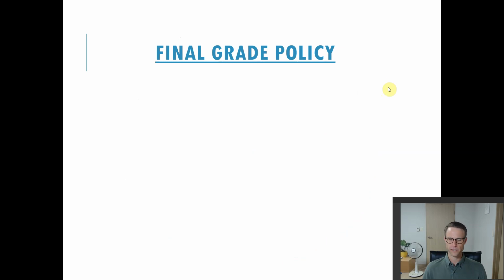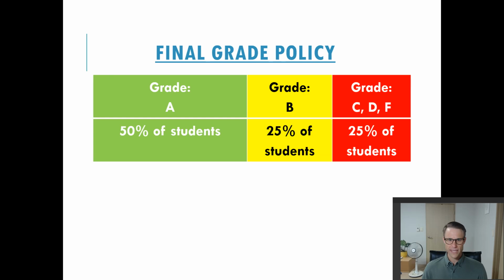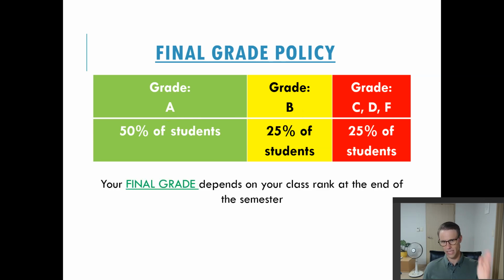The final grade policy, this is important to know before the semester begins. Your grading will be on a curved grade, which means that only a percentage of students can receive a particular grade. So for example, for grade A, 50% is the maximum amount of students who can receive an A grade. 25% B, and then the rest will be C, D, or F. Your final grade is based on your class ranking at the end of the semester. This is a university policy, so there's nothing I can change about that.